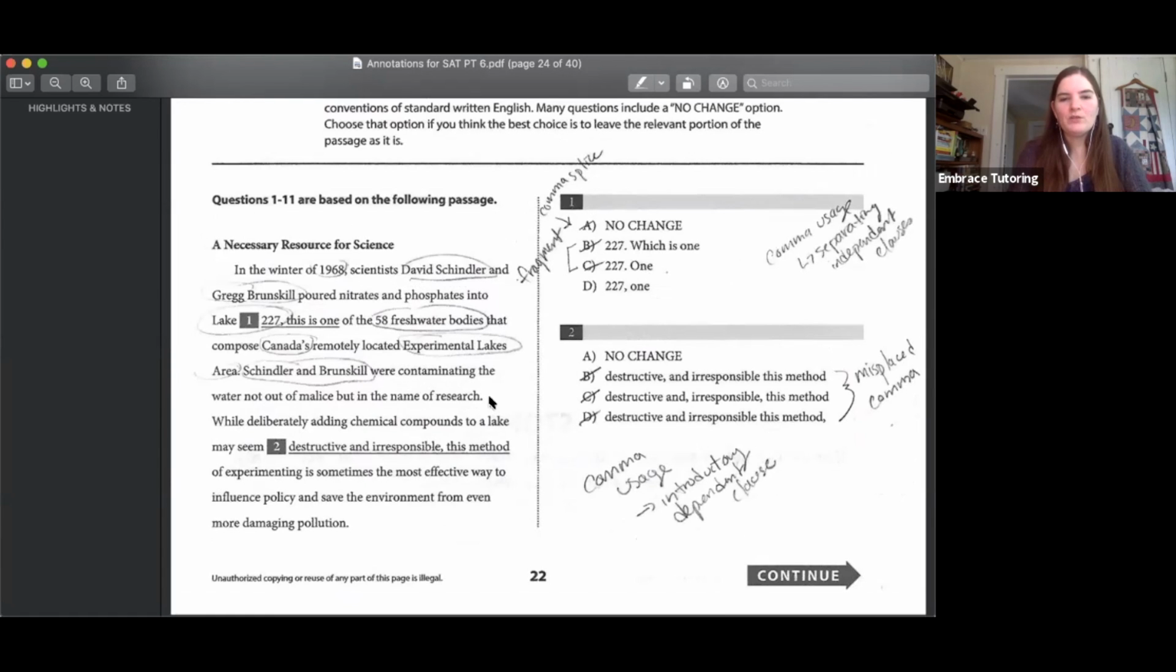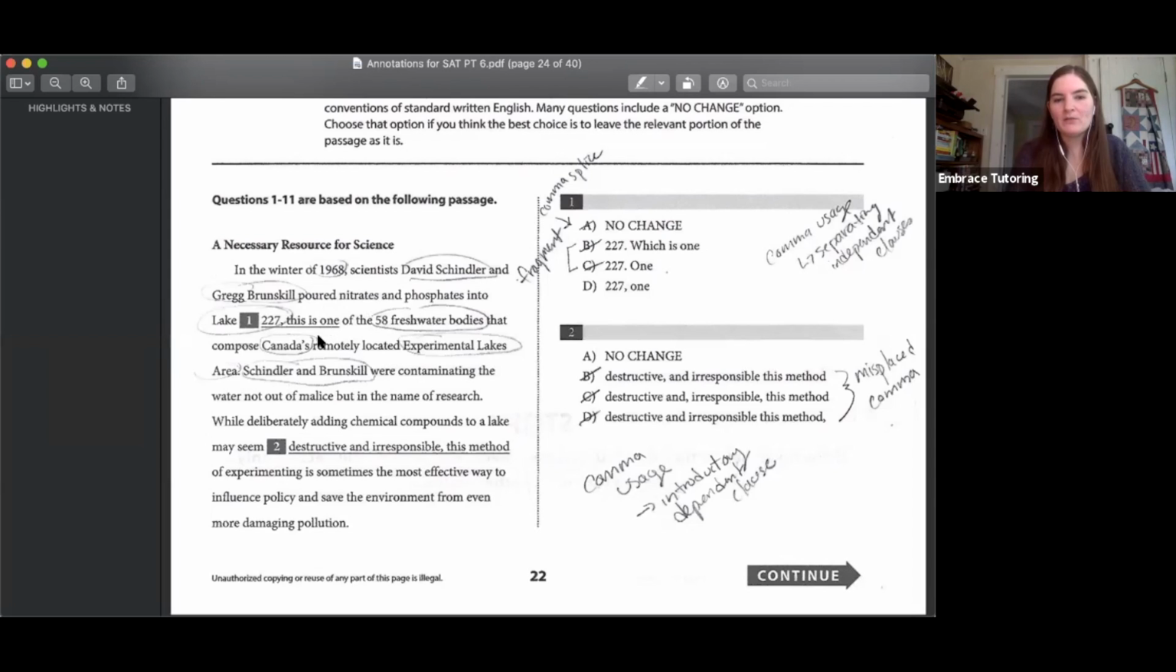It's in the winter of 1968, scientists David Schindler and Greg Brunskill poured nitrates and phosphates into Lake 227. This is one of 58 freshwater bodies that compose Canada's remotely located Experimental Lakes Area. Okay, so that spans 1, 2, 3, 4, going on to a 5th line. So that's a pretty long sentence.